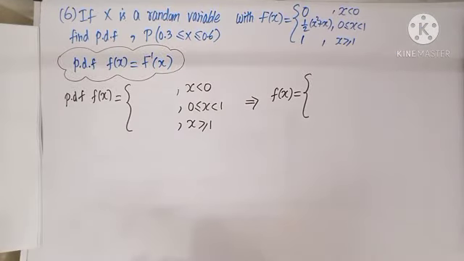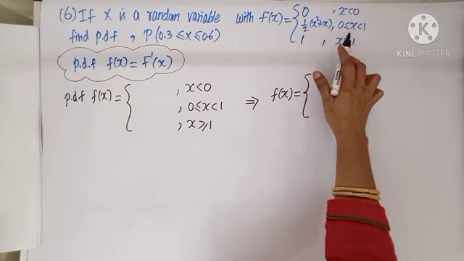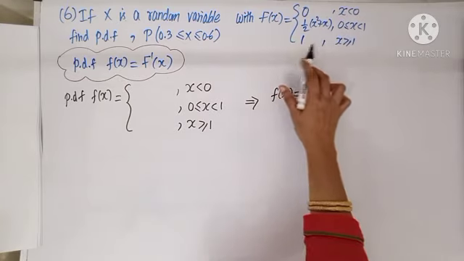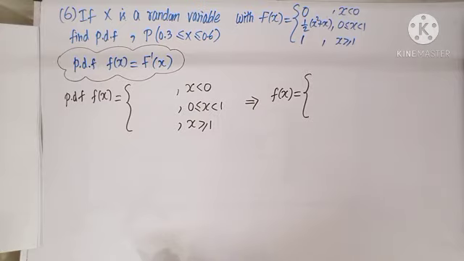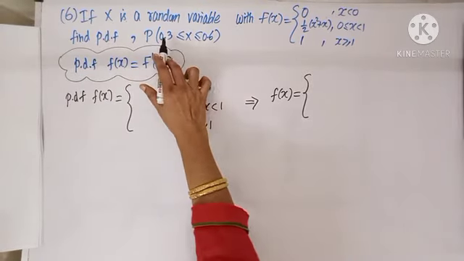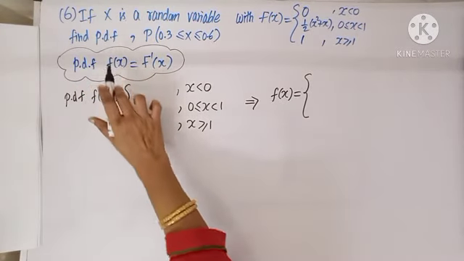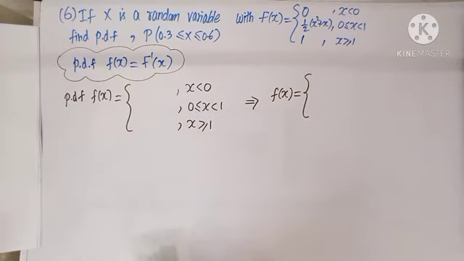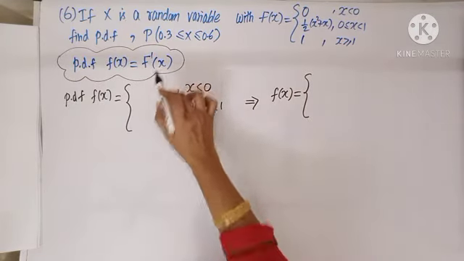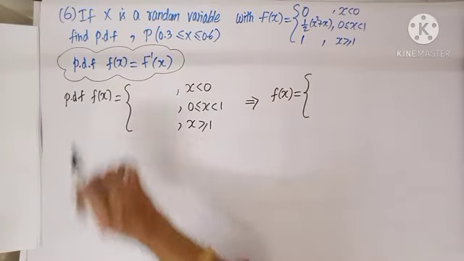Question number 6. If x is a random variable with a distribution function capital F of x equals 0 when x is less than 0, half x squared plus x when x is between 0 and 1, and 1 when x is greater than or equal to 1. How to get the p.d.f. and probability of x between two values? Probability density function small f of x equals capital F dash of x, that is, differentiate capital F of x to get small f of x.